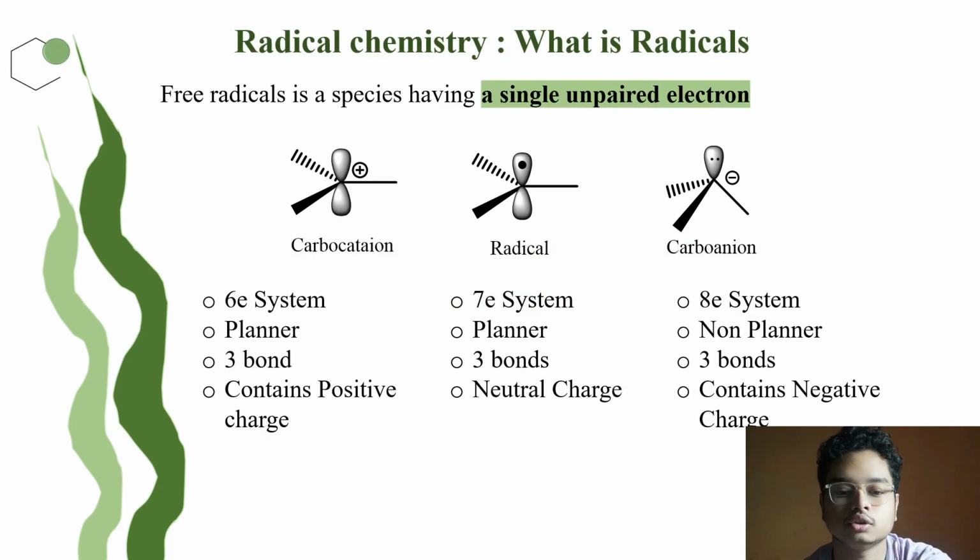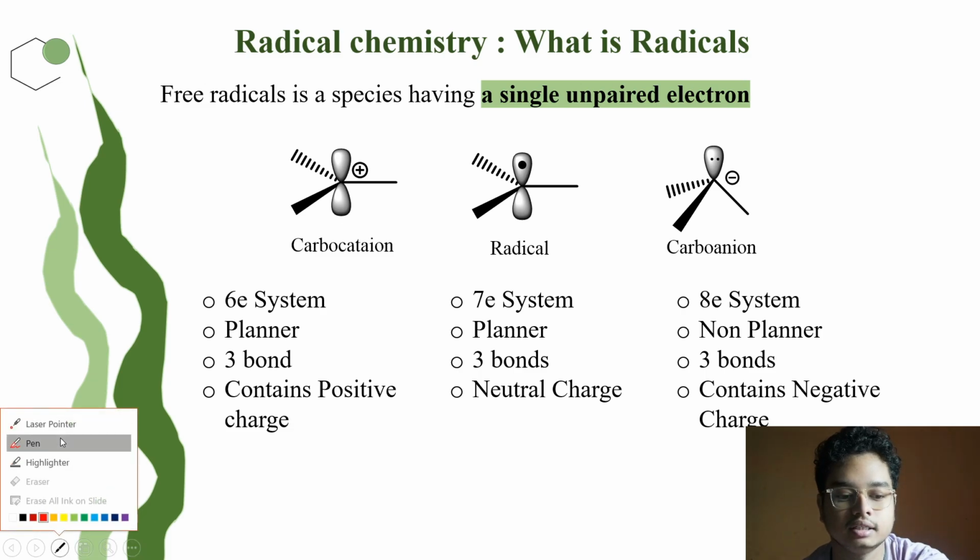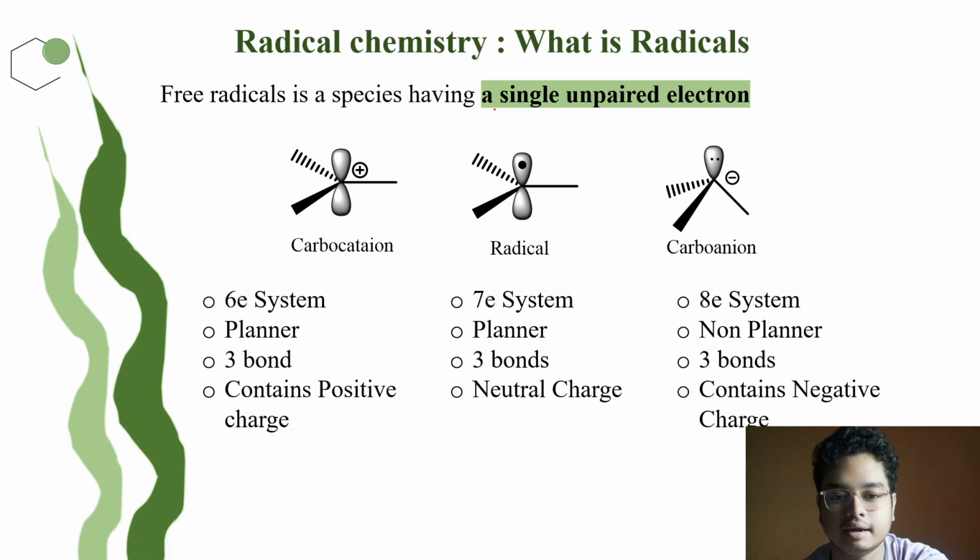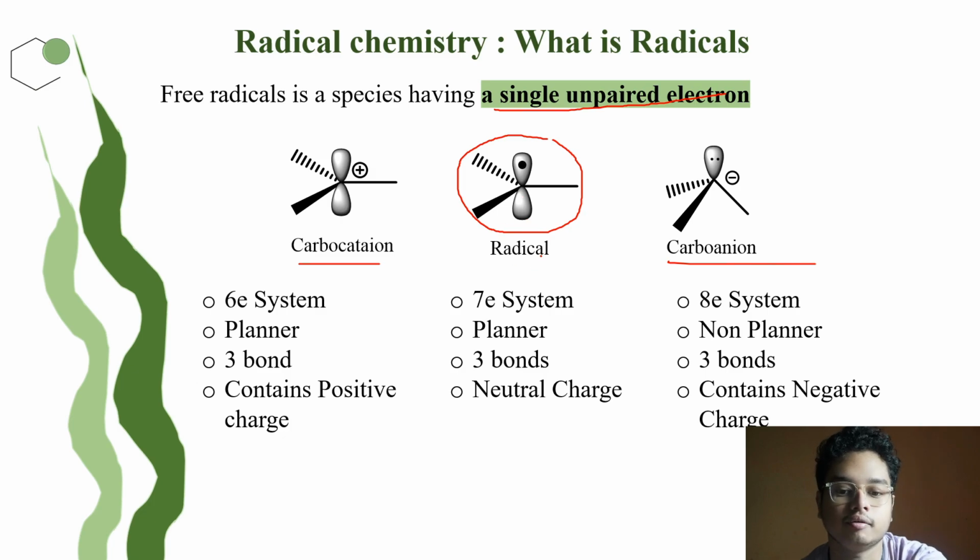First of all, a free radical is a species which has a single unpaired electron. This is our radical system, this is a carbocation and this is a carbanion. We have to know the main differentiating features. In a carbocation, there is one positive charge, and the overall species is a 6 electron system.